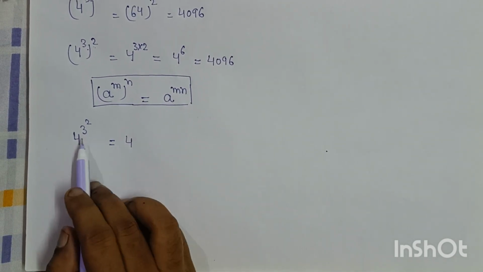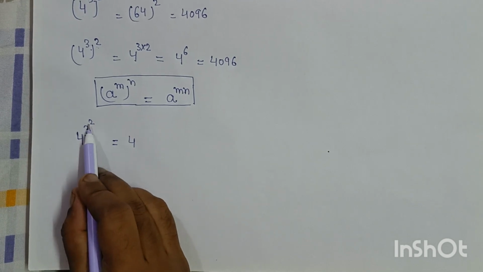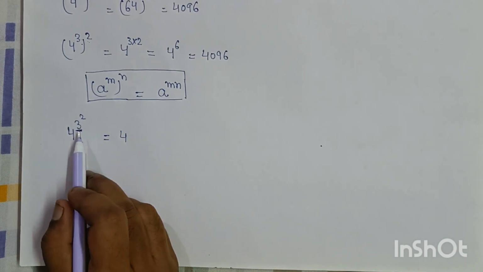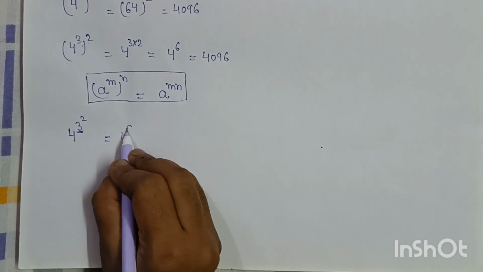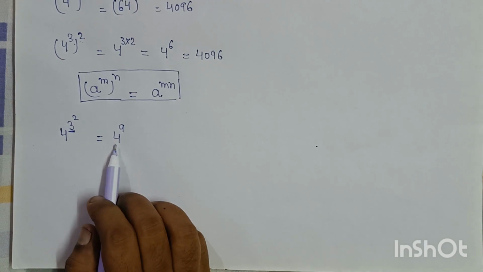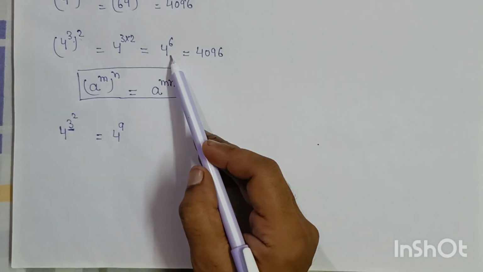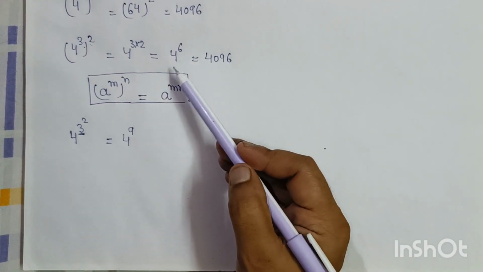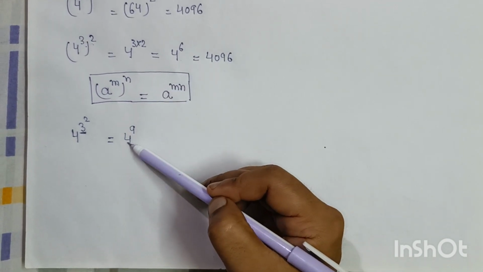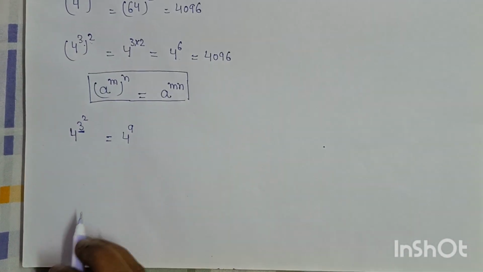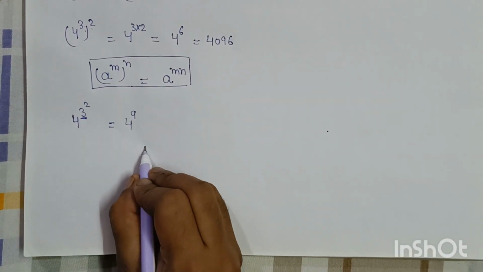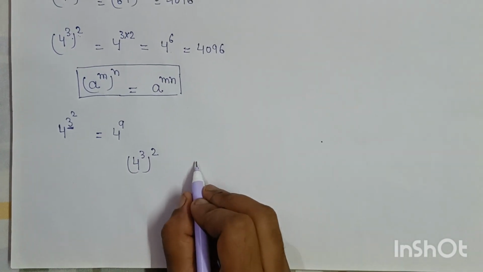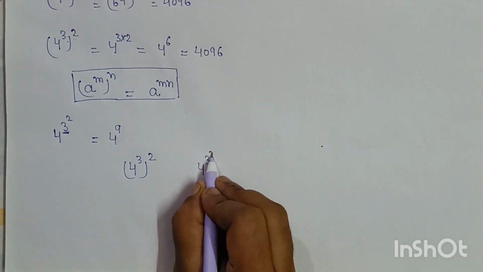First of all, we'll simplify the top one, 3 raised to the power 2. And 3 raised to the power 2 says that 3 is multiplied by itself 2 times. So 3 3s are 9. If we simplify this further, it is 4 raised to the power 9. So as you can see, this one is 4 raised to the power 6 and this one is 4 raised to the power 9. So obviously these values will not be equal. They will be different. So what we have seen here is that the two expressions, 4 raised to the power 3 raised to the power 2 with parentheses and without parentheses, give different results.